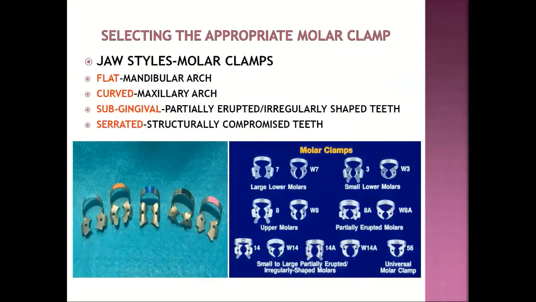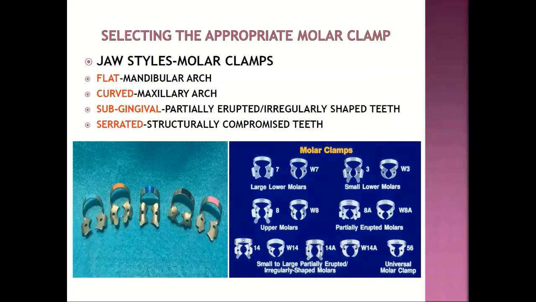Molar clamps generally have 4 jaw styles. The flat jaw clamps, such as the 7 or 3, are recommended for the mandibular arch, while the curved jaw clamps, such as the 8 and 4, are more suitable for the maxillary arch. For partially erupted molars, clamps whose jaws are curved with the points of the jaw slanted in an apical direction are indicated. Essentially, it is the 4-point contact that stabilizes this clamp. Examples of these clamps are the 14A and 8A.